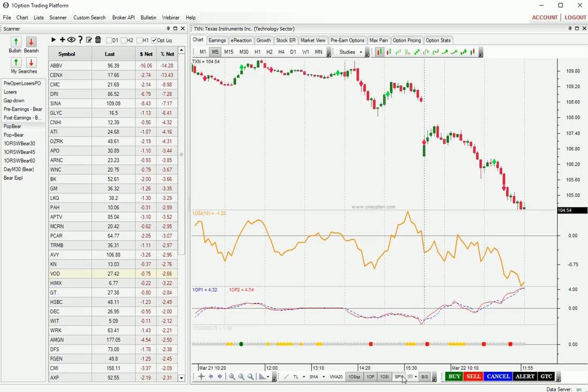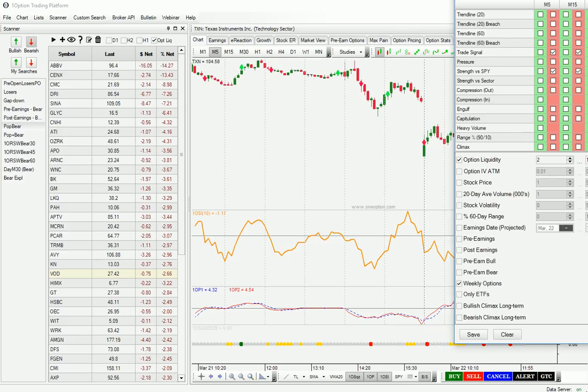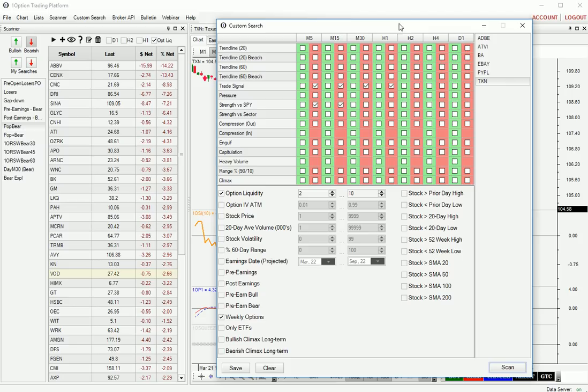So that was another search that we used. I mean, they're candidates left and right. And these are the criteria. On a bearish signal across H1, M30, M15, M5, plus we have weakness versus the market, and we've got good option liquidity. Those are our candidates. We just knock through each one and take a look at it.